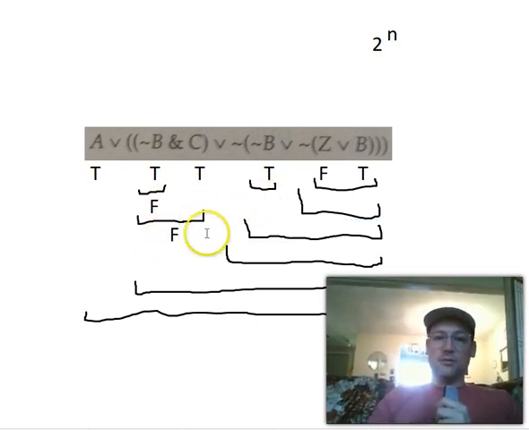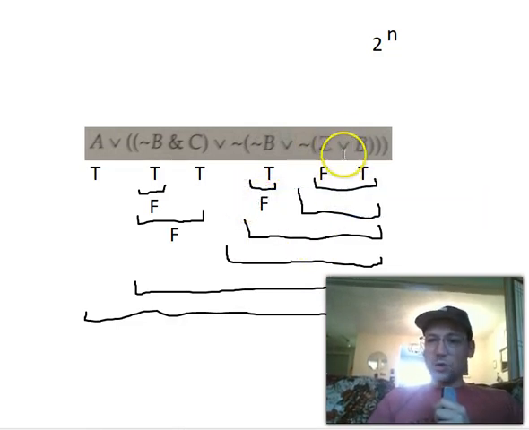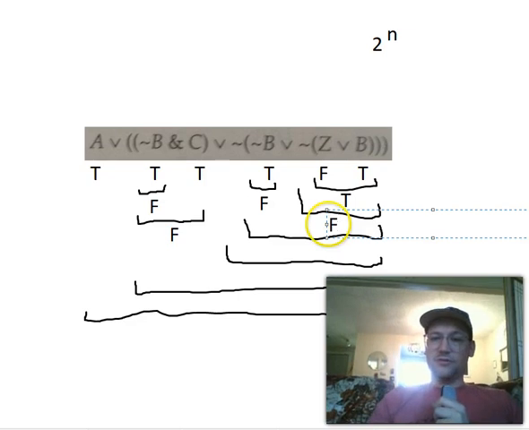Can't do more here, because I've got to figure out what's happening over on this side. So going inside here, we've got a not B. B is true, so not B is going to be false. Working inside over here, we've got Z or B, which just requires that at least one of them is true, and that's happening, so that's a true statement. Oh, but that negation is going to swoop in and flip it to false. Now I've got an OR statement here between a false and a false.